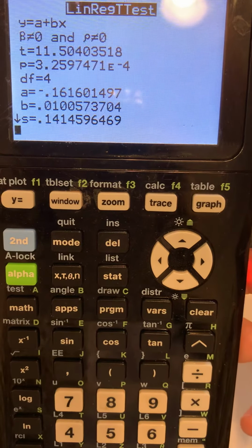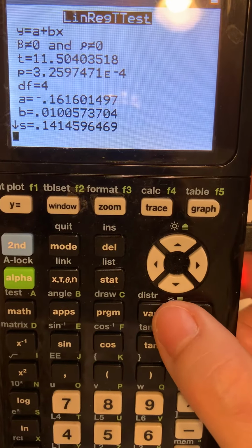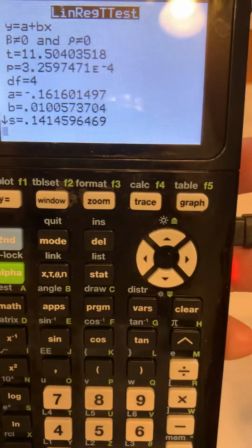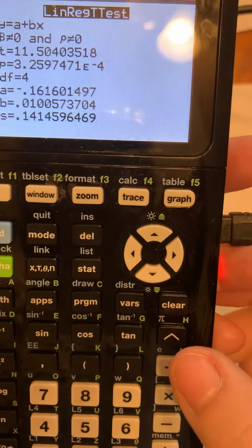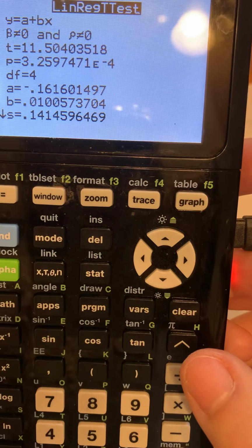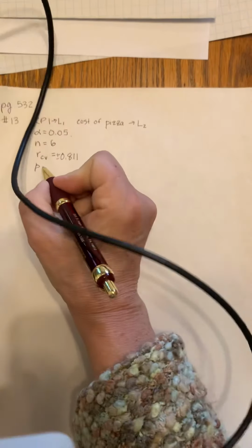And you can see that my p-value, I'm having a hard time seeing it through here, is 3.260. I'm just going to move that away for a second.